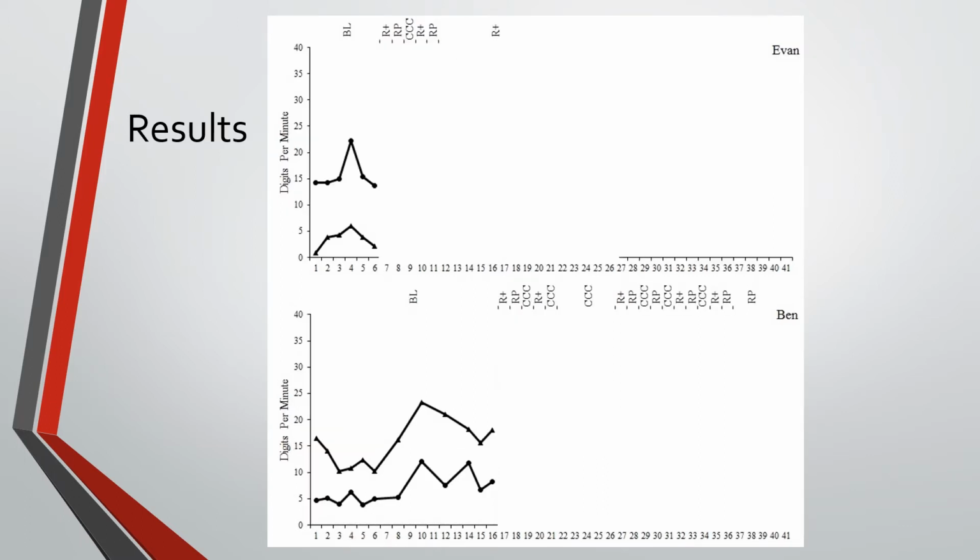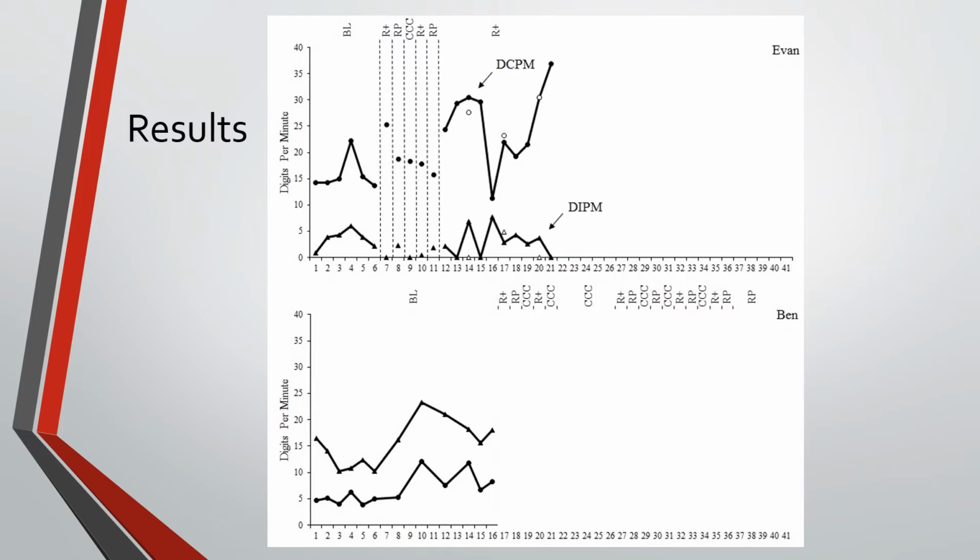And so then with Evan and Ben, similarly to Don, Evan is at baseline having higher numbers of digits correct per minute than digits incorrect per minute. And so once we implement his brief experimental analysis, we see that contingent reward is more effective than repeated practice and cover, copy, compare with repeated practice. So we implement that condition and see these outcomes, which are slightly more variable.